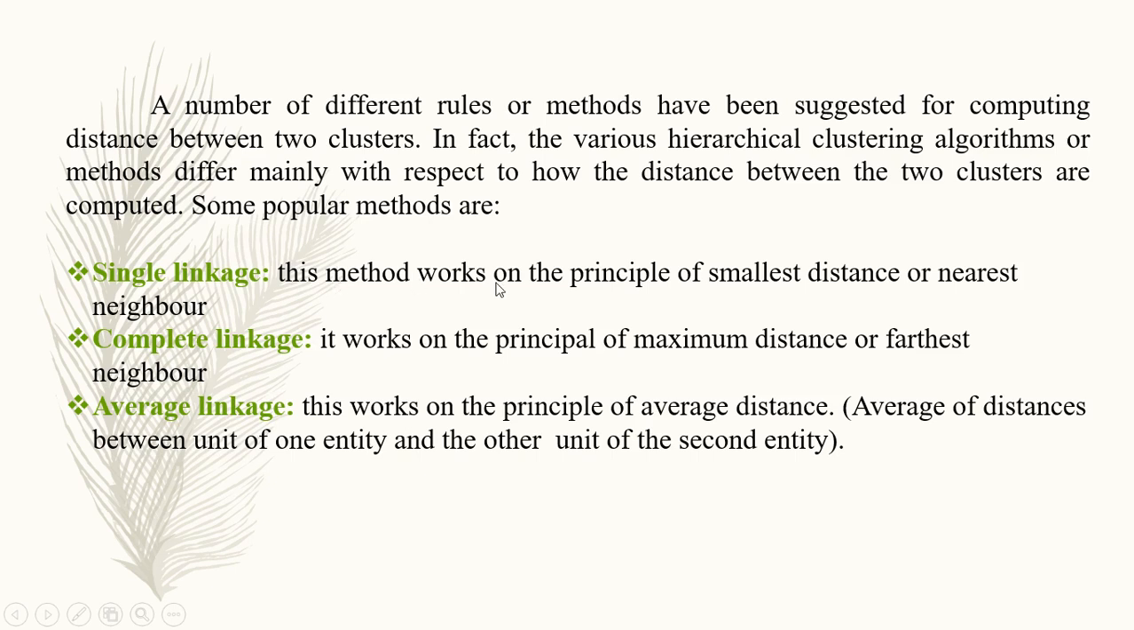The first method works on the smallest distance or nearest neighbor. Single linkage means the distance is calculated based on the smallest or nearest observations. The second is just opposite to this. It takes the maximum distance or furthest neighbor. The last is average distance. It is based on the principle of average distance.